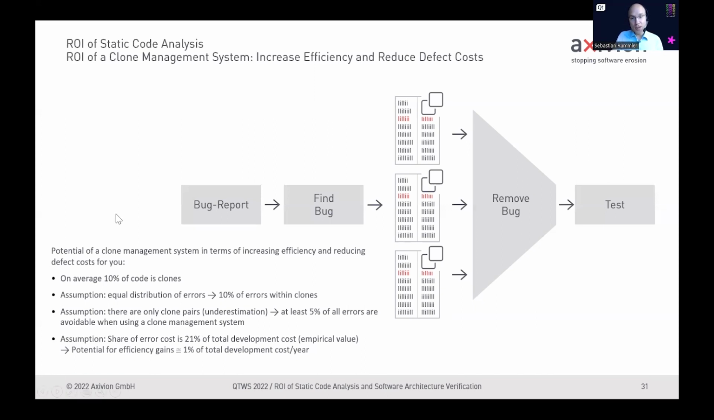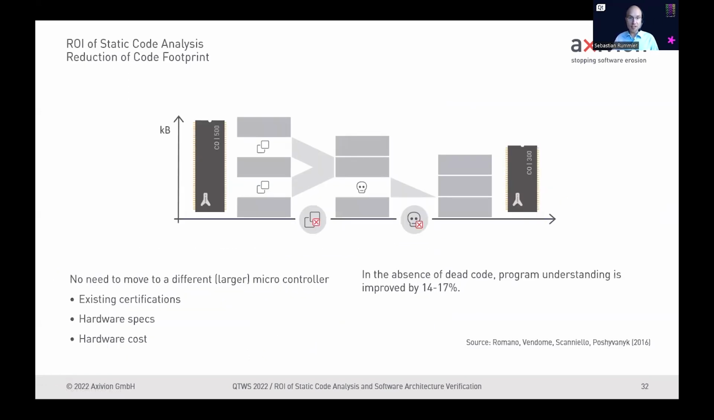What the clone management system can also be used for is if you find clones that can be replaced or refactored, in the special case when it's really an issue with reducing memory footprint. And there, of course, not only the clone management system can help, but really also the dead code detection. And a nice side effect, not only can you save memory, you really speed up the program understanding of your developers. So that was some examples for static code analysis and what the return on investment is there.